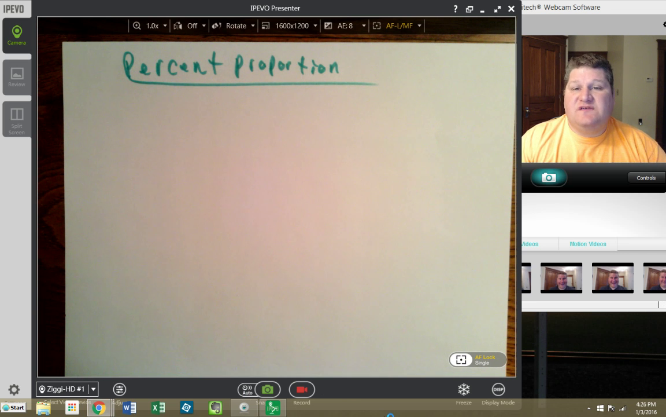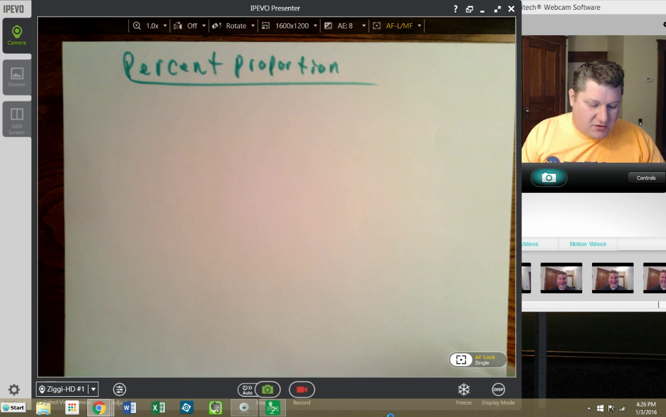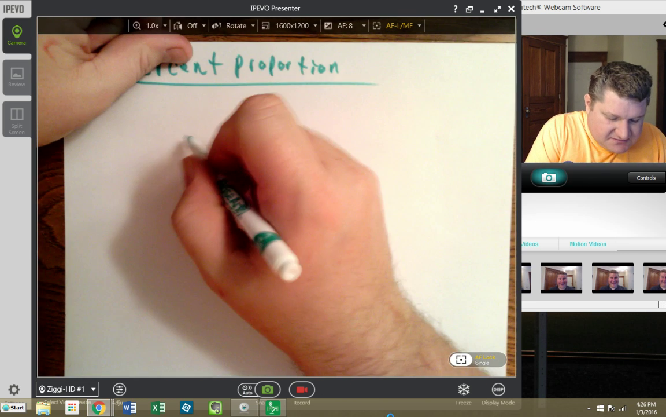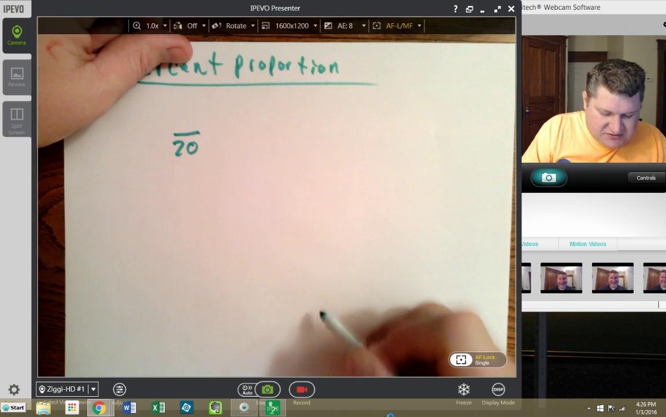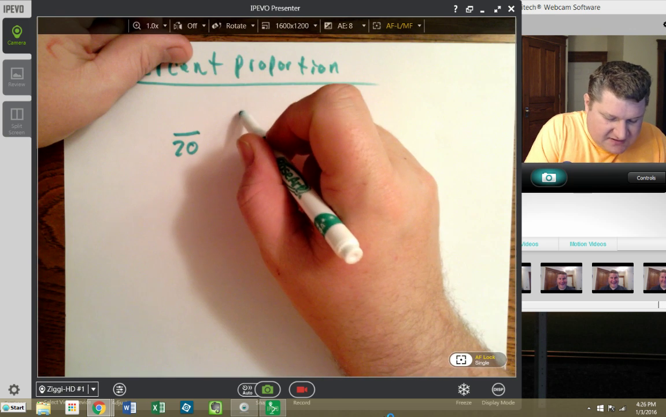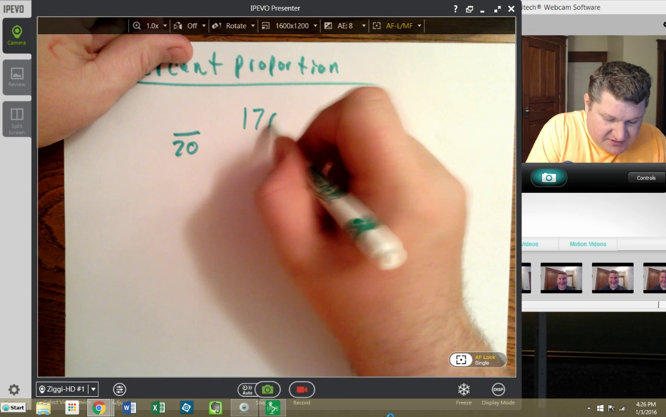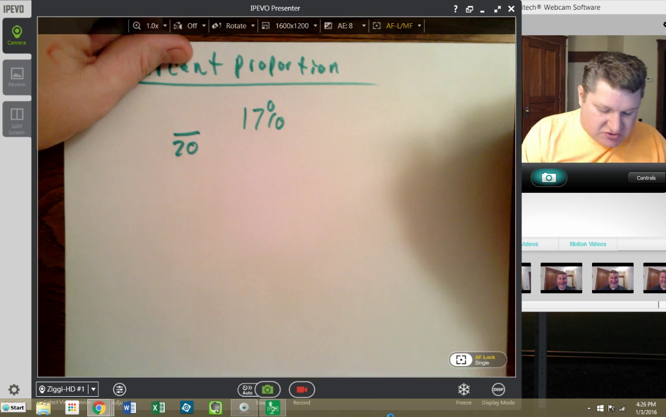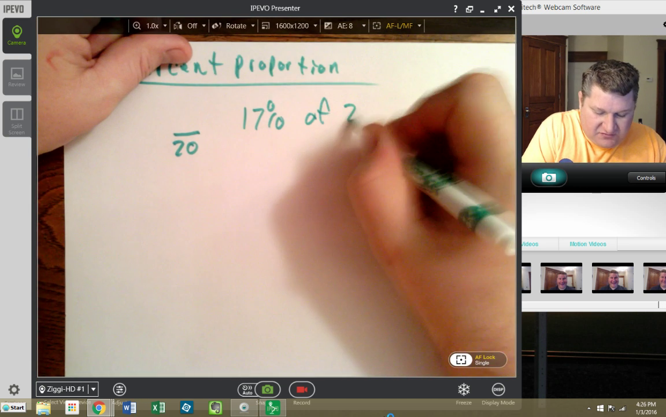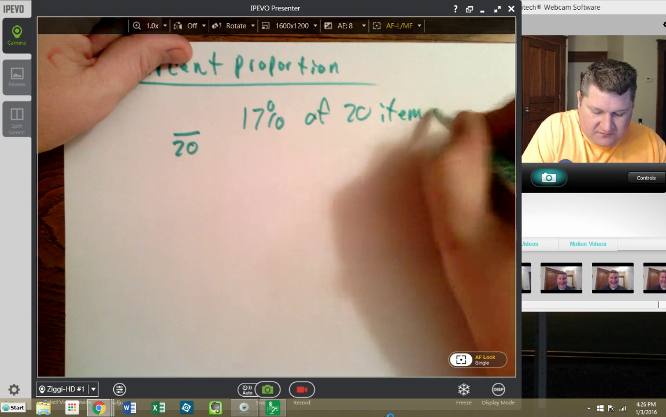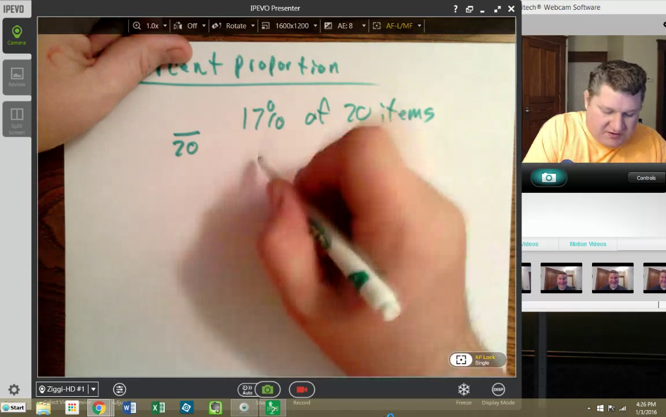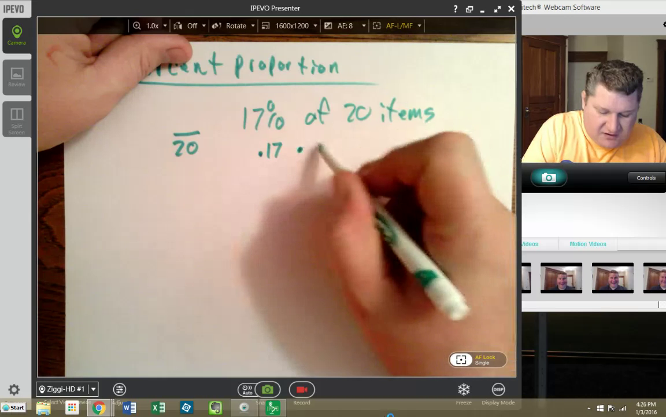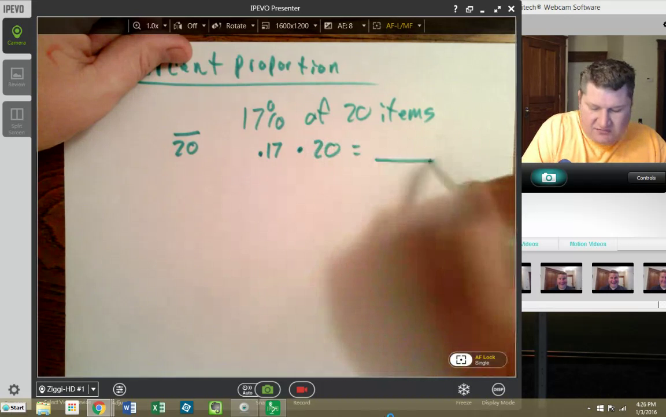Here's another little side note. It's called percent proportion. It says if I have 20 items and I want 17% of those items, so 17% of 20 items. I already showed you one way to do it. It would be 0.17 times 20, and that would give you your answer.